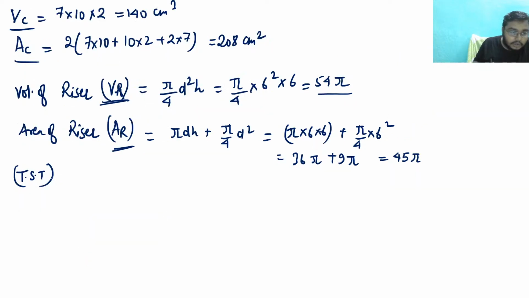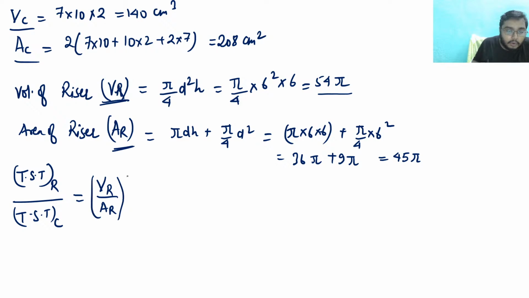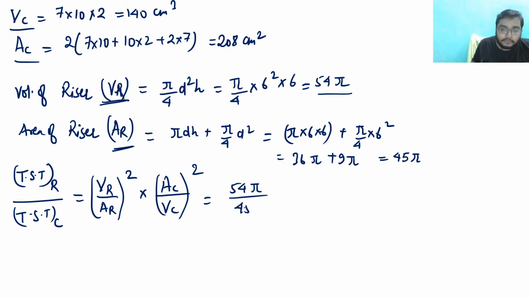So if I write total solidification time of riser by total solidification time of casting, that is equal to volume of riser by area of riser, whole square, into area of casting by volume of casting, whole square. This is the thing. Now if you put in the figures, what is VR? 54 pi by 45 pi, whole square, into 208 by 140.